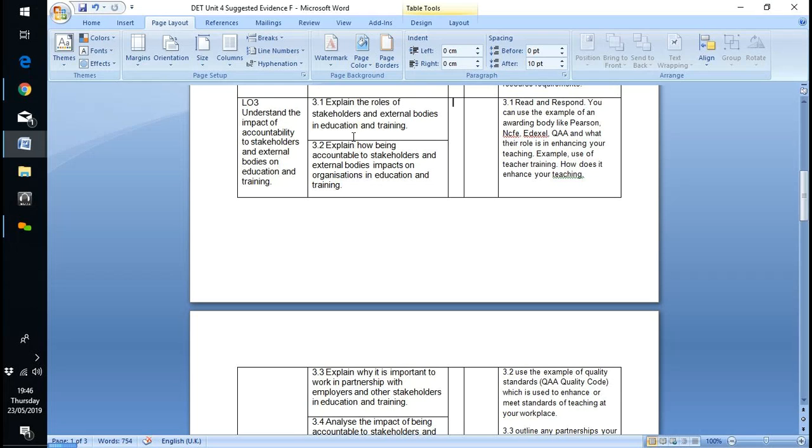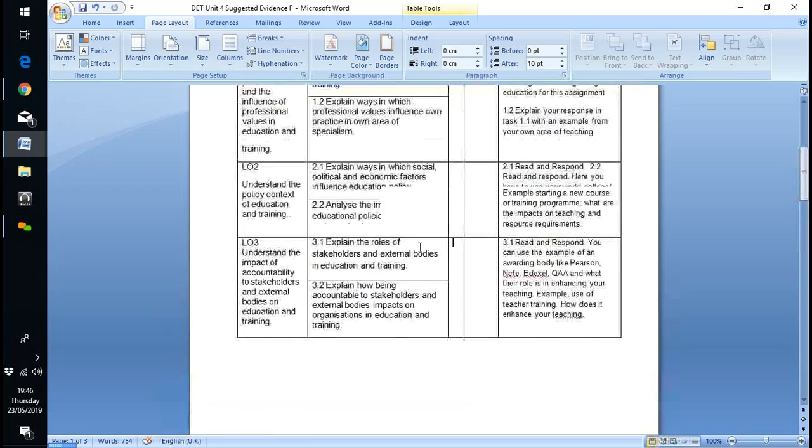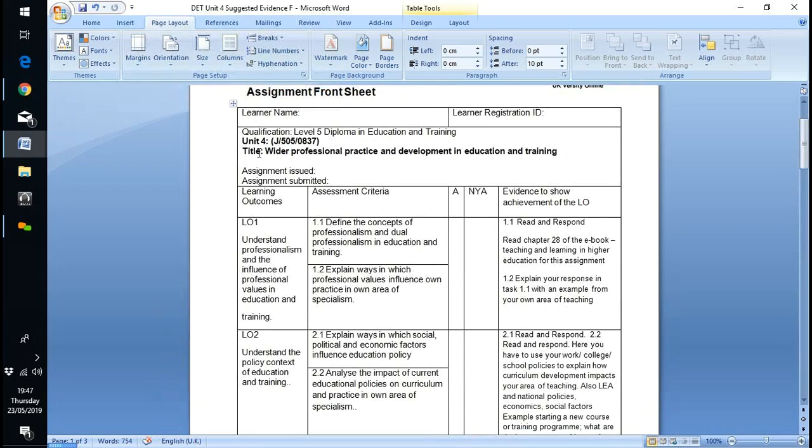So it's explain the roles of stakeholders and external bodies in education and training, and explain how being accountable to those stakeholders and external bodies impacts on the organisation in education and training. It's like we have to work within awarding body guidelines, and this particular award that you were doing is NCFE. Yes.